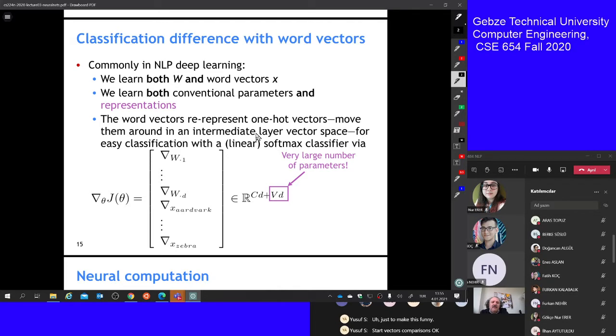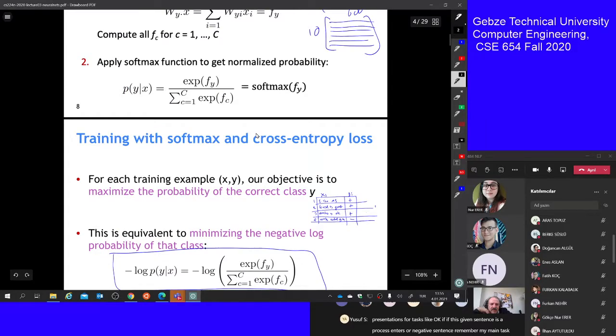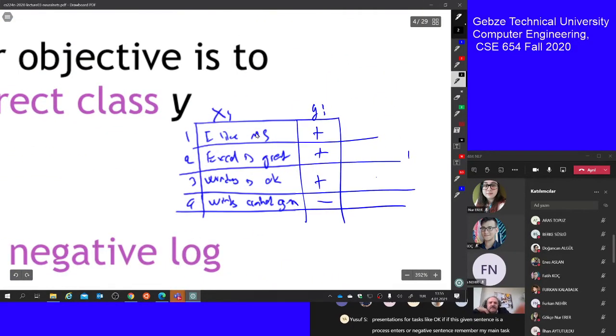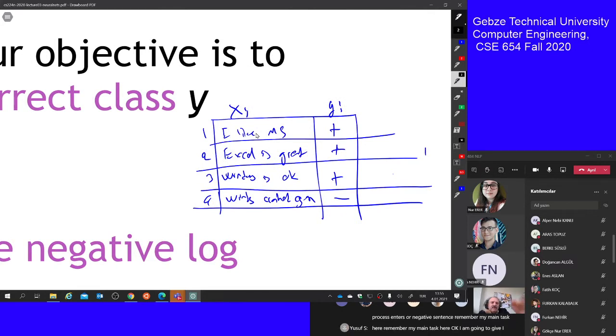We are going to use those word representations for tasks like, okay, whether a given sentence is a positive sentence or a negative sentence. Remember my main task here. I am going to give "I like MS" positive, "I excel is great" positive. Remember sentiments, I am going to do the sentiment analysis of sentences. Okay, so the idea is this. If I use a softmax classifier to classify these sentences into two classes, I am fine.